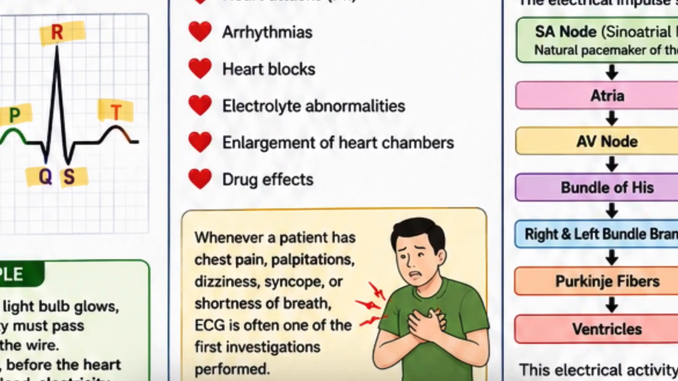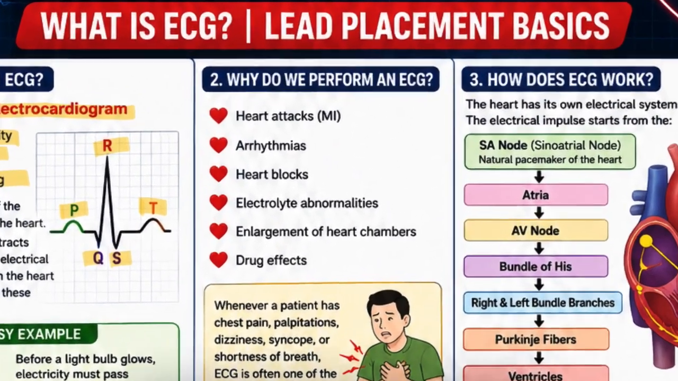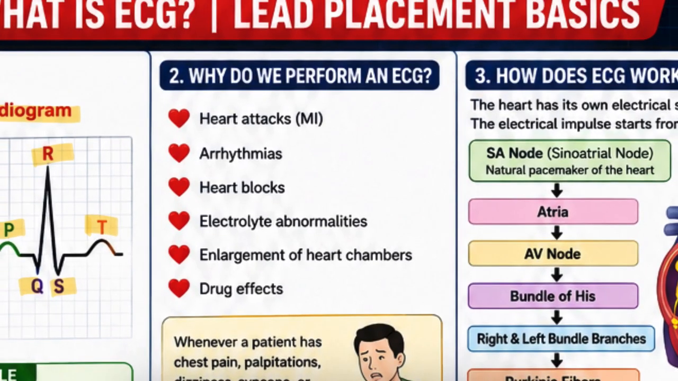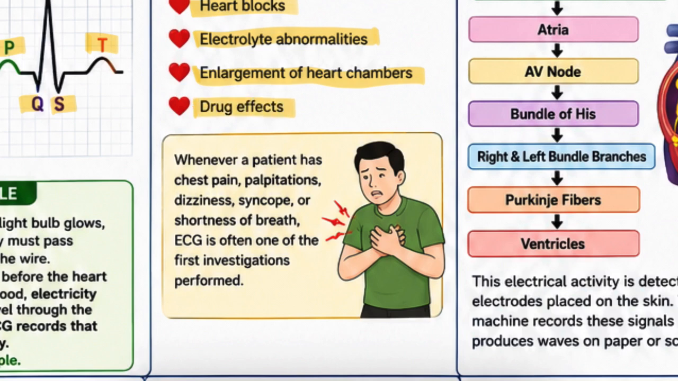Now, why do we have to do ECG? Doctors mostly use ECG to detect heart attacks like myocardial infarctions, and arrhythmias, heart blocks, and electrolyte abnormalities. Okay, and enlargement of heart chambers and some drug effects. Because of some drugs, some patients can also get ECG changes. Whenever a patient has chest pain, palpitations, dizziness, syncope or shortness of breath, ECG is often one of the first investigations performed.